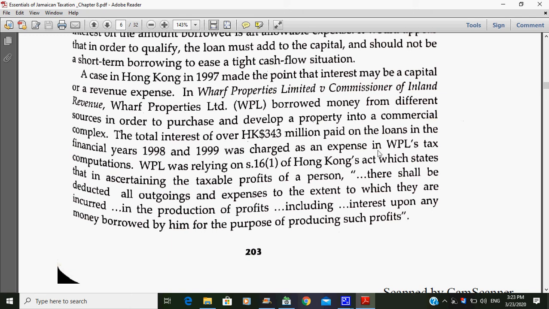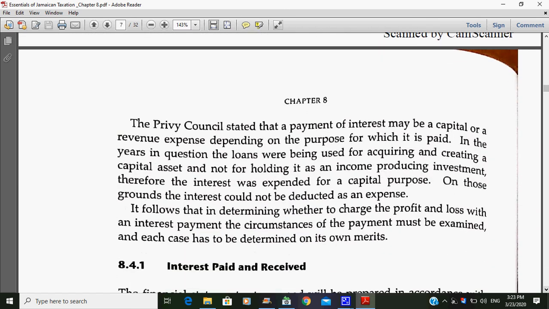Total interest of over 343 million paid on the loans in the financial year 98-99 was charged as an expense in WPL's tax computations. WPL was relying on Section 16 of Hong Kong's Act, which states that in ascertaining the taxable profits of a person, there shall be deducted all outgoings and expenses to the extent to which they are incurred in the production of profits, including interest upon any money borrowed by him for the purpose of producing such profits. The court also stated that a payment of interest may be a capital or revenue expense, depending on the purpose for which it is paid.